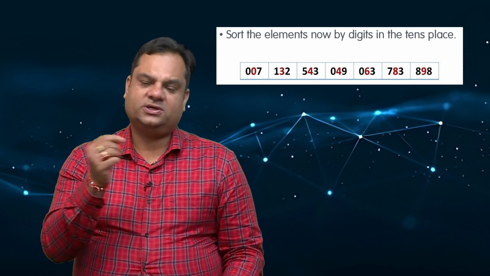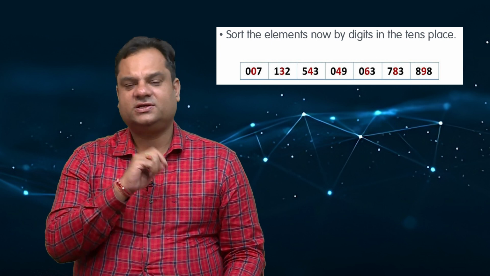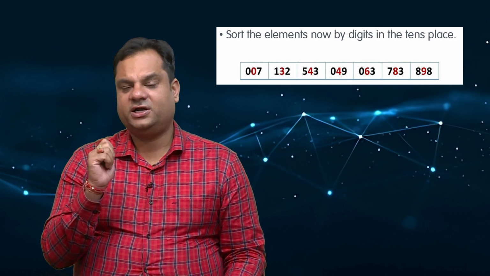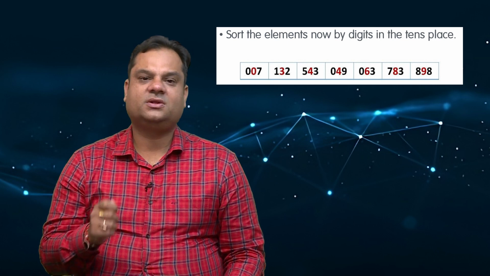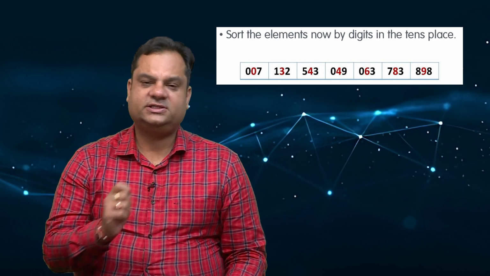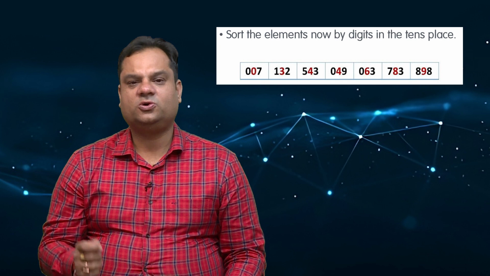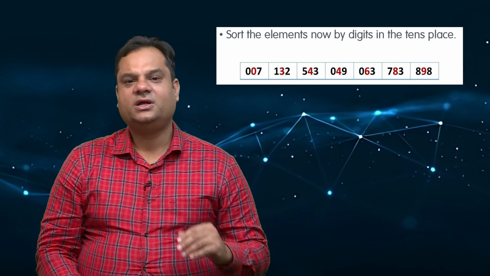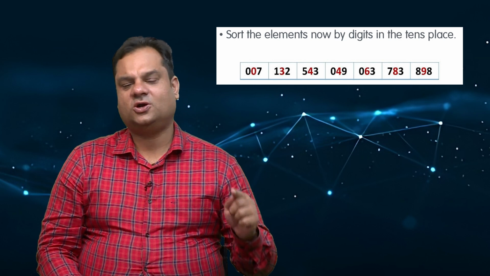So we also take the prefix and postfix values of the order of that particular data. The output of the tens place data is 007, 132, 543, 49, 63, 783, 898. This is the output of the tens place data. Again, this is not the end of our result, because here we have applied the loop only 2 times. Now go for the last loop. Now this output will be the input for the third table.